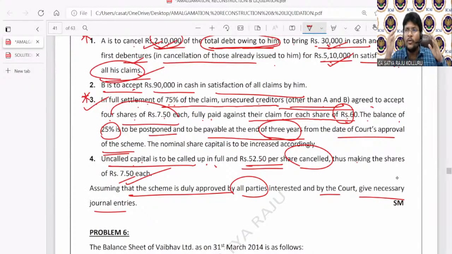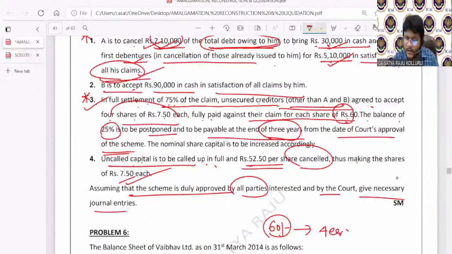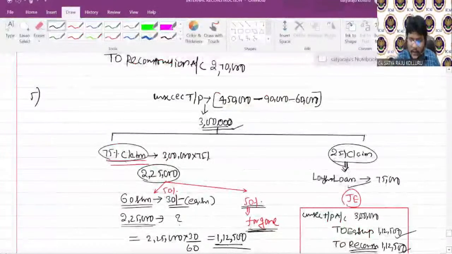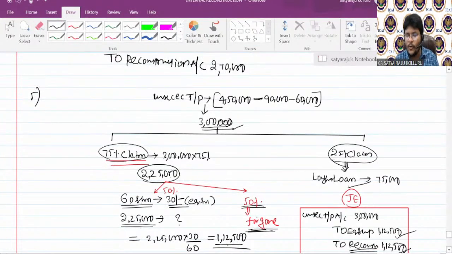Indirectly, he is conveying that, sir, don't think about where the share is. He is giving in such a way that 60 rupees is the payable amount. Then we are giving 4 equity shares of 7.50 each. Simply, you can find that for each and every 60 rupees, they are ready to pay 30 rupees. Sir, what about the remaining 30 rupees portion? It is foregone. In full settlement of 75% claim of 60 rupees per share, we are giving 30 rupees, which means the remaining 30 rupees is foregone by unsecured creditors. So I clearly wrote that 50% we are paying, 50% they are foregoing. Out of 2,25,000, 50% amount means 1,12,500 and the foregone amount is also 1,12,500.